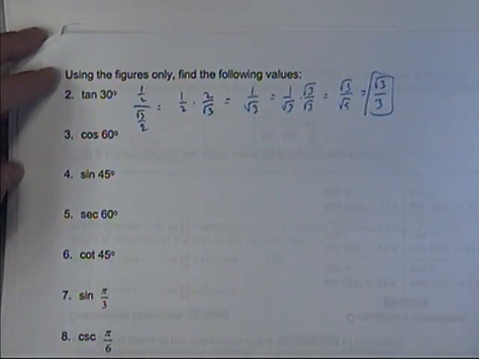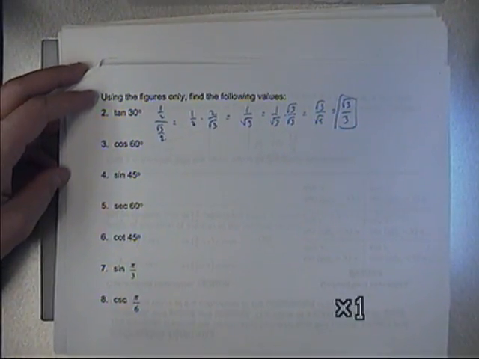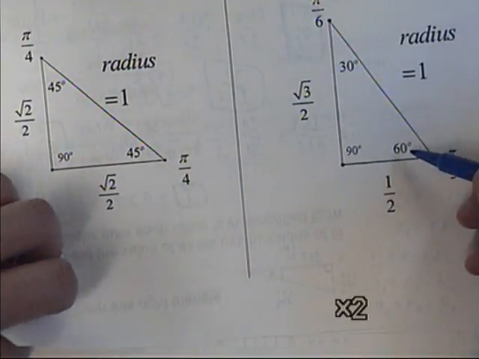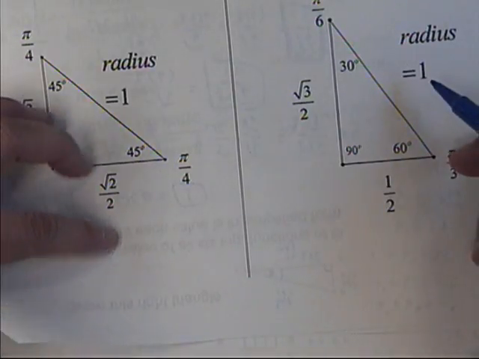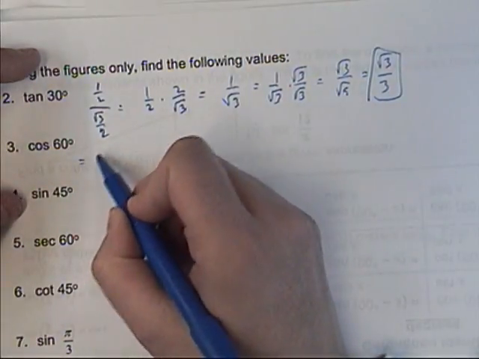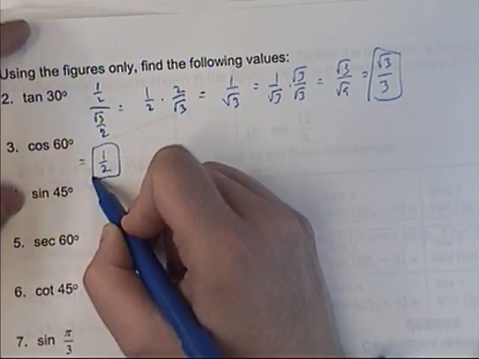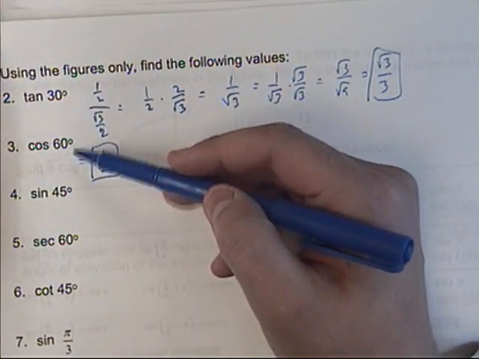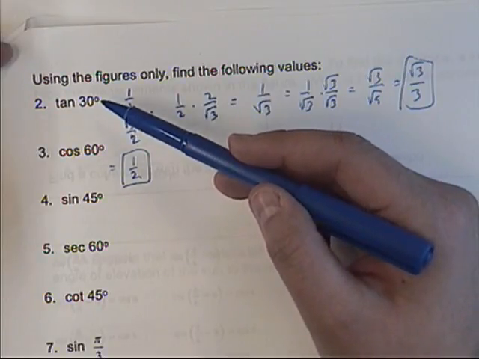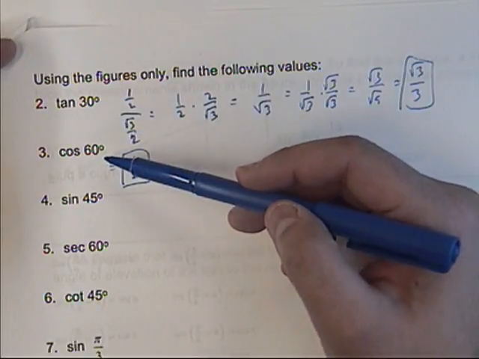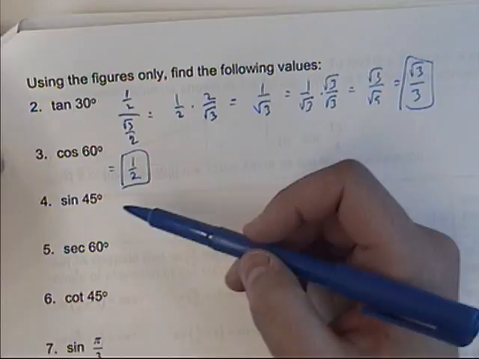The cosine of 60 degrees. Okay, 60 degrees is here. Cosine is adjacent over hypotenuse, so that would be 1/2 divided by 1, which is just 1/2. Notice in the first example and the second example, I started from different corners. So my definition for opposite and adjacent was different if I was in the 30 degree corner as compared to if I was in the 60 degree corner.